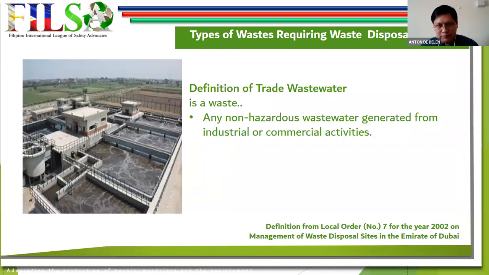The next type of waste for waste disposal is grey waste. This is non-hazardous wastewater generated from industrial or commercial activities. So this is coming from commercial and industrial sources only. It does not include household or residential waste, what we call domestic waste or sewage water. Grey waste has an industrial or commercial source, like cleaning of cars, cleaning of factories, or wastewater generated in the process of a food factory.